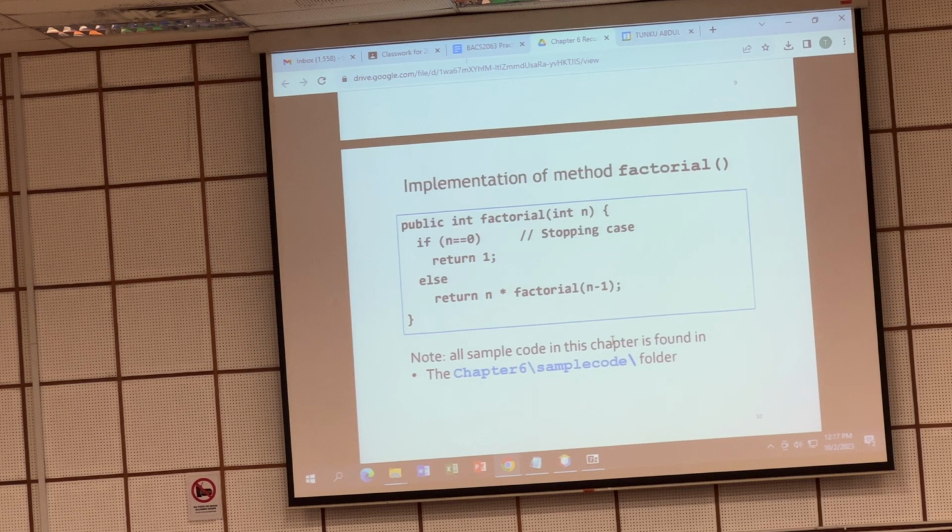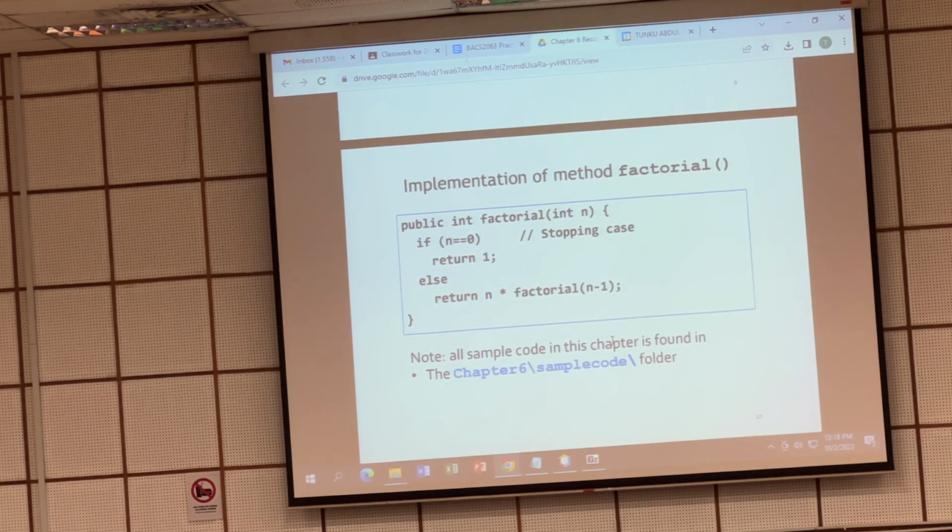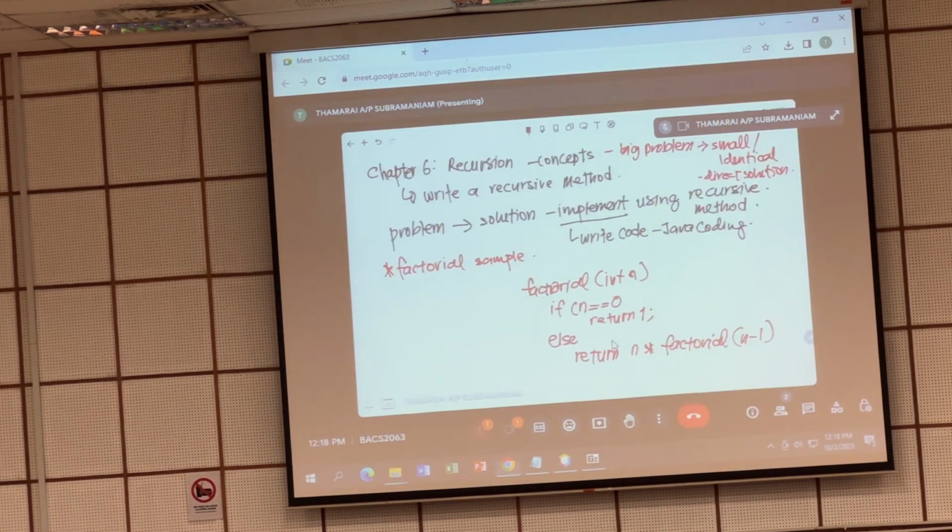So when you have a header, let me just write this down. You must have your stopping case. So remember that, you must have a stopping case. You must use if then else. And then you must have your recursive call. So that is very important, writing your recursive call. So do take a look at it.